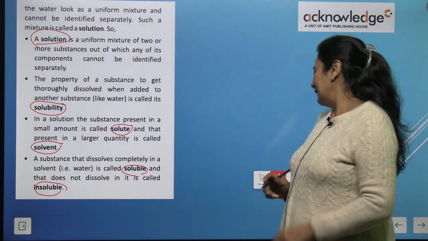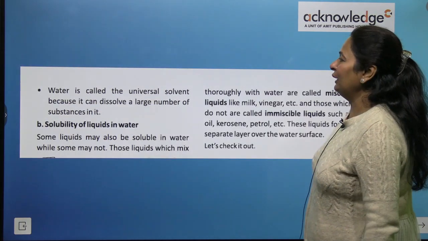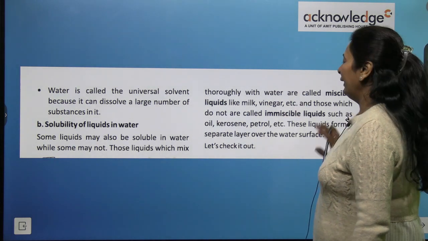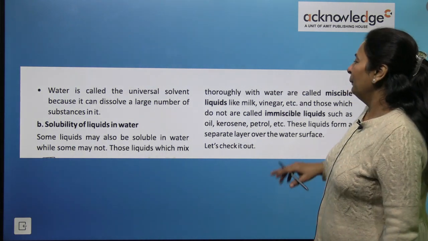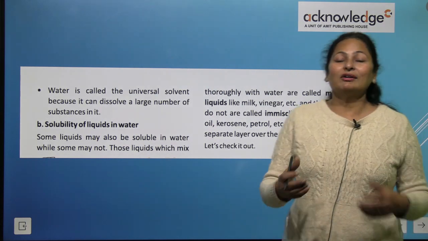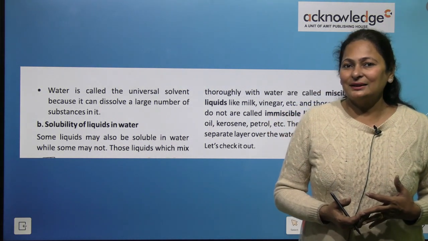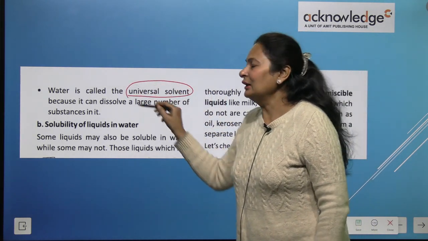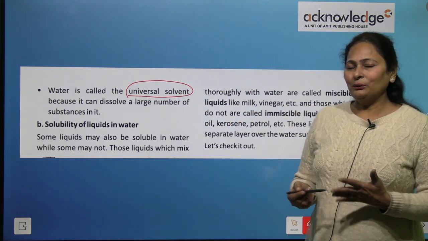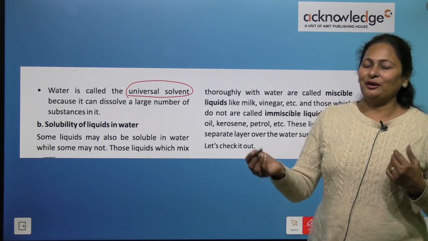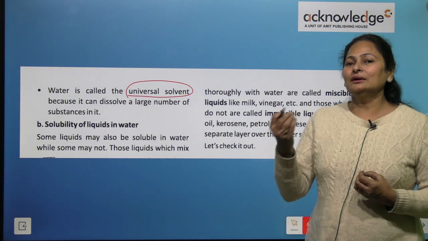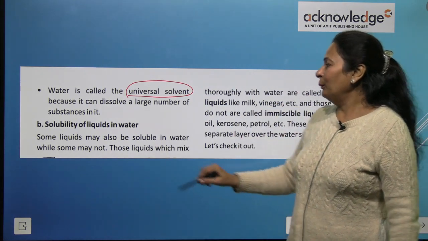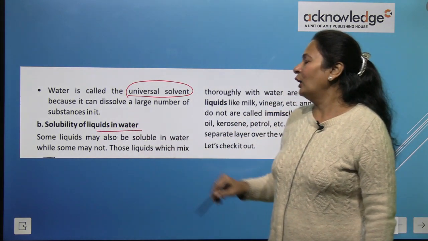Got it, kids? Now, let's move to water being called the universal solvent. Why is it called universal solvent? Because it dissolves a large number of substances in it, right? So, it is called the universal solvent. Now, you know solvent is that in which we dissolve the other substances or solute, right? Now, solubility of liquids in water.